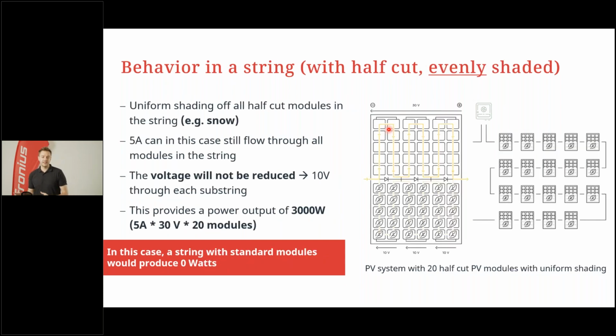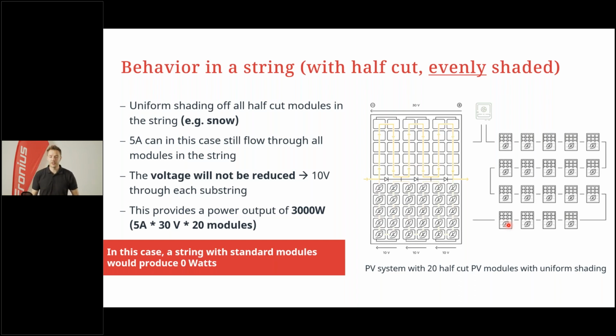What's now with this example with half cell modules, half cut modules? There are two examples. One in this case where you have an evenly shaded string, what you can see here. The best example would be, for example, snow. So the lower part of the module is covered with leaves or snow, but the whole string is basically covered with the same amount of shading. Of course, that's not the most common example, but there are scenarios where only the lower part is covered with snow, for example.